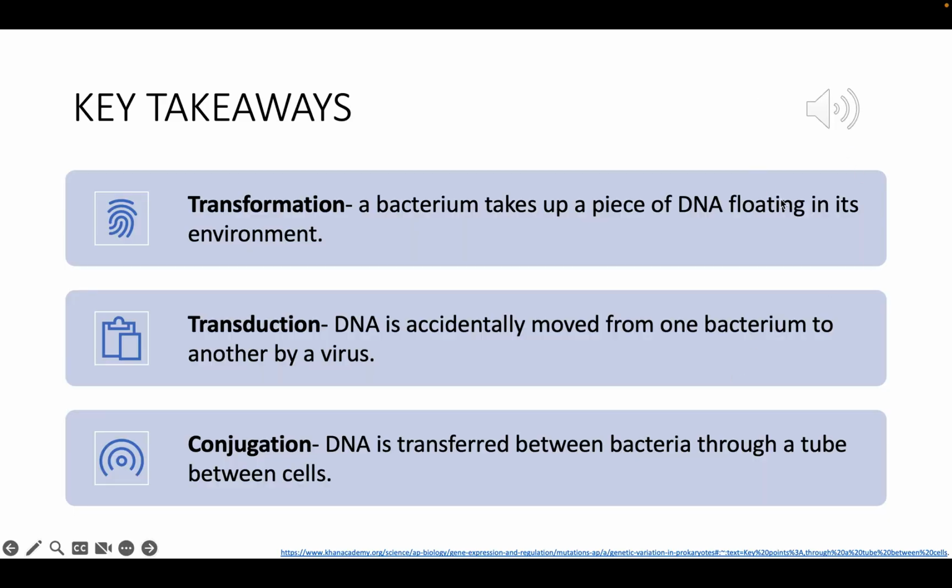The key takeaways from this video are that transformation is when a bacterium takes up a piece of DNA floating in its environment. Transduction is when DNA is accidentally moved from one bacterium to another by a virus, and conjugation is when DNA is transferred between bacteria through a tube between cells.